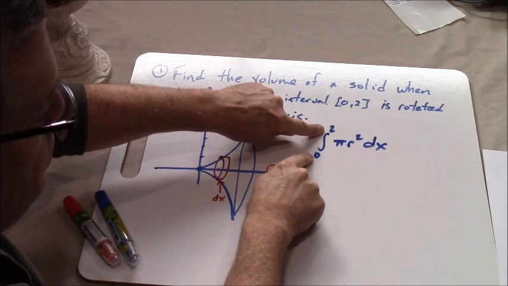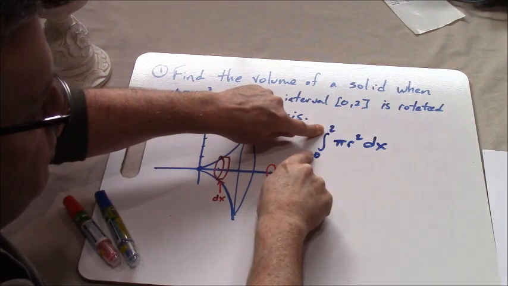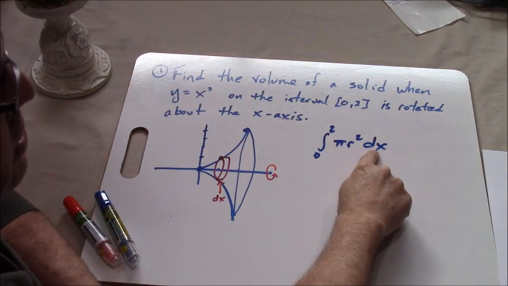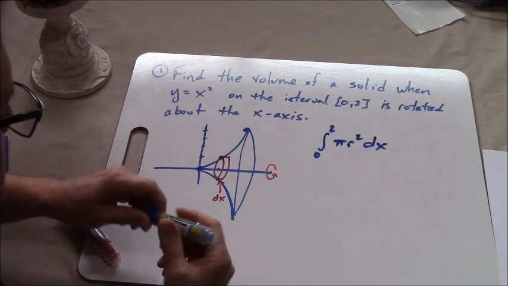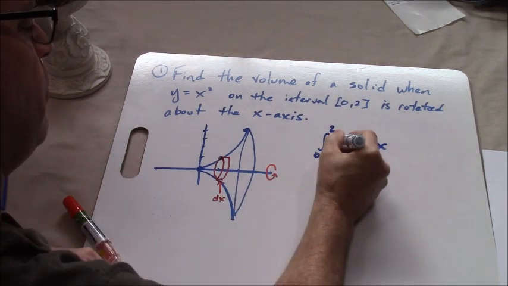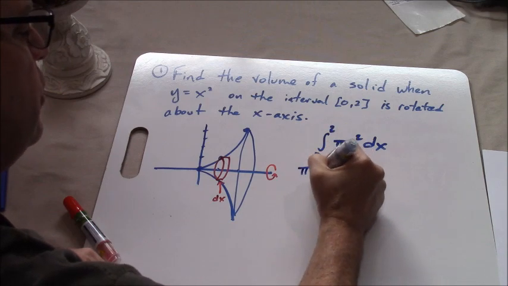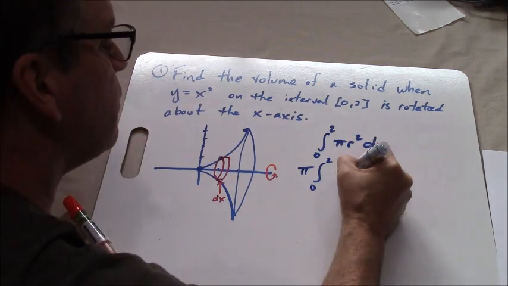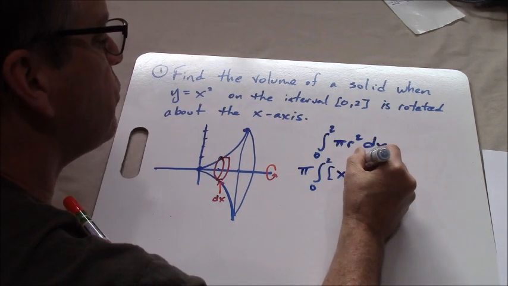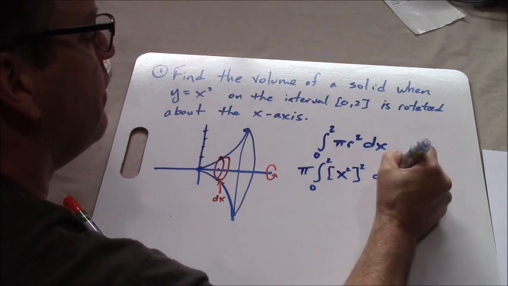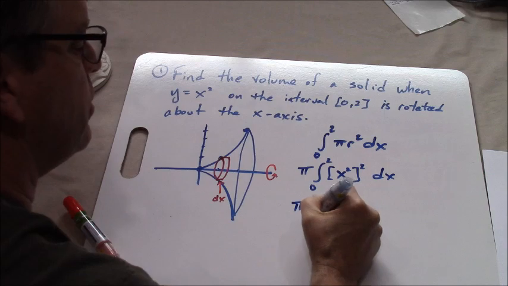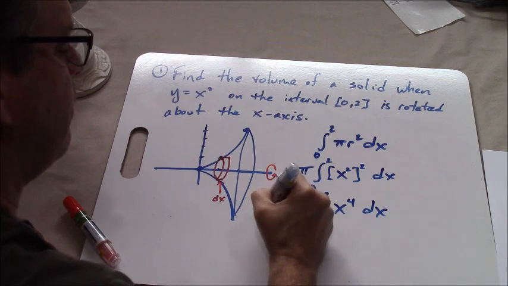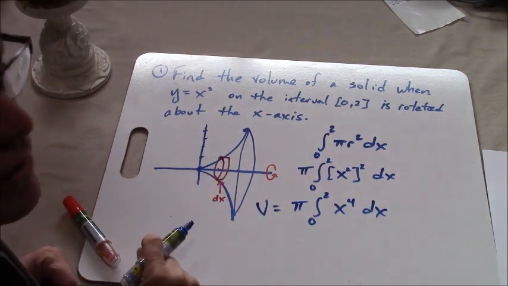These values, my interval, are x values. I've got an x expression here, and then dx, which means I want everything to be with respect to x. So if I change this integral to this, I'll move the pi to the outside since it's just a number. My radius is x squared, and I have to square that, and then dx. So I've got pi times the integral 0 to 2 of x to the 4th dx. That's going to give me the volume of that solid.